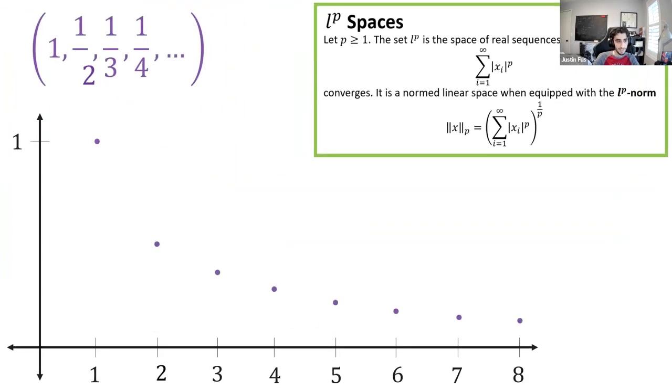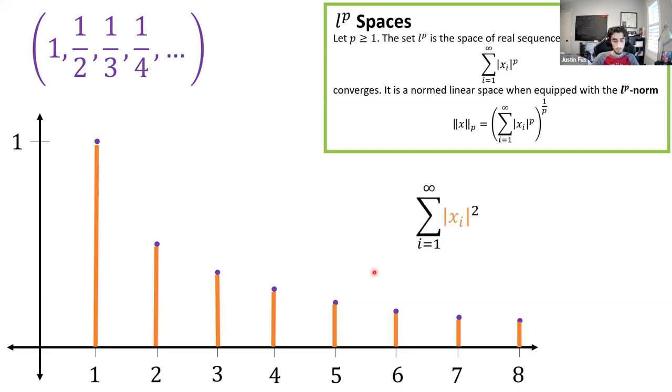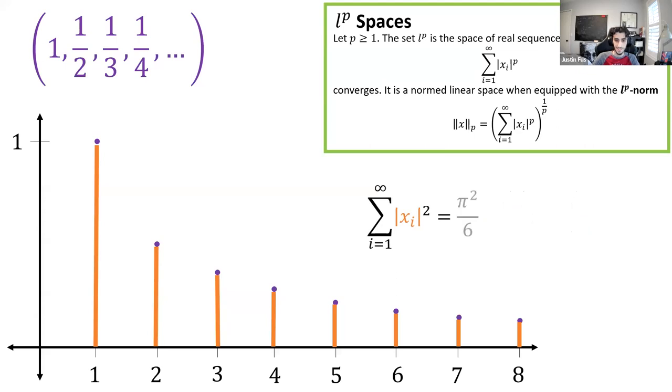So super nice. Here's an example. We have 1, 1 half, 1 third, 1 fourth, all the way to infinity, and its graph looks something like this. If you want to check if this element is in L2, we can consider the sum of the squares of each of these orange heights. So this will be the sum of 1 plus 1 half squared plus 1 third squared, all the way to infinity. If we add this up, it turns out this is actually equal to pi squared over 6. Go figure.